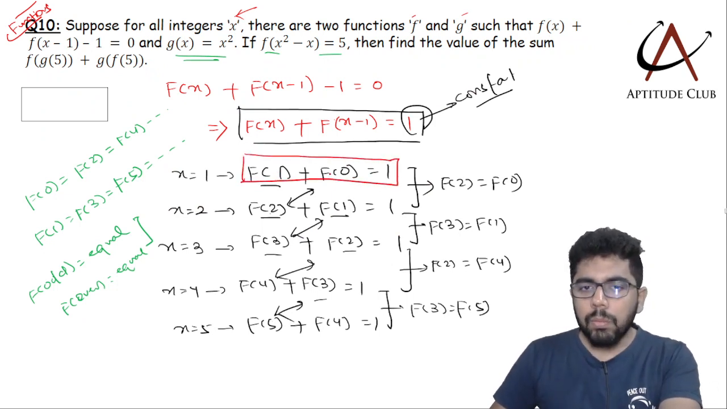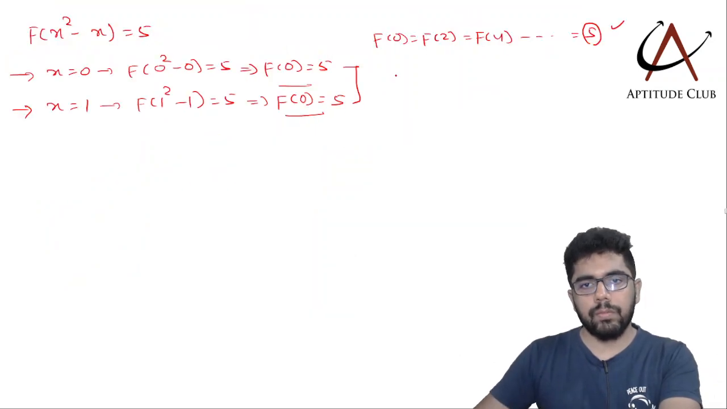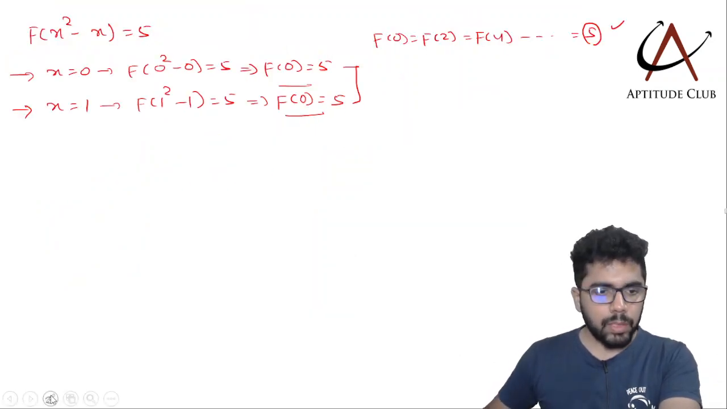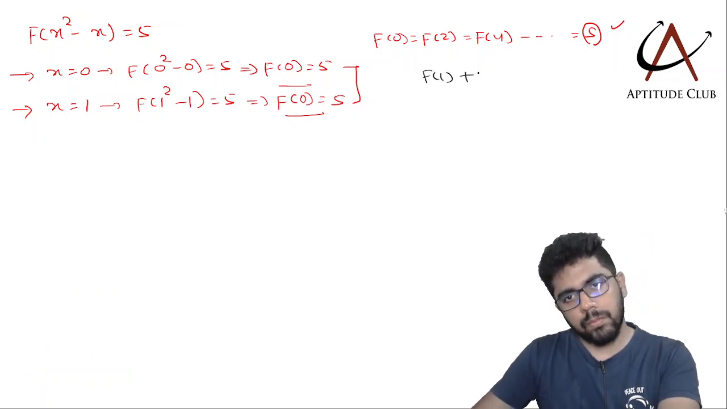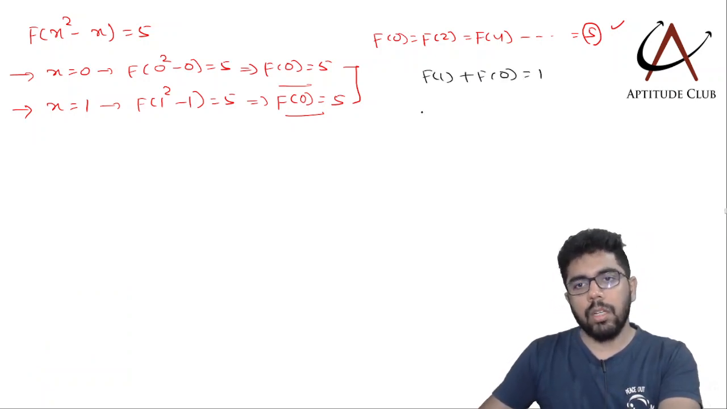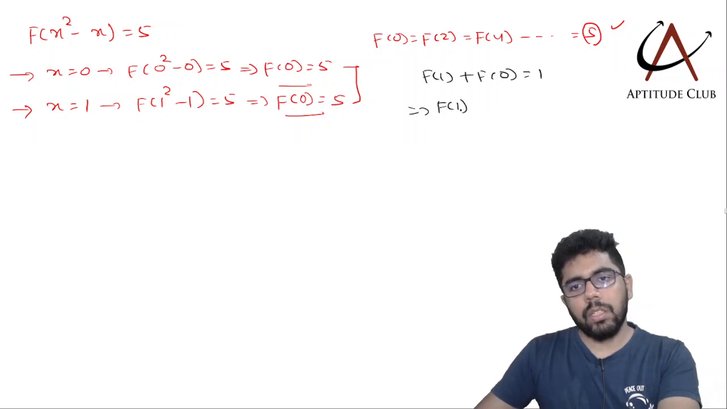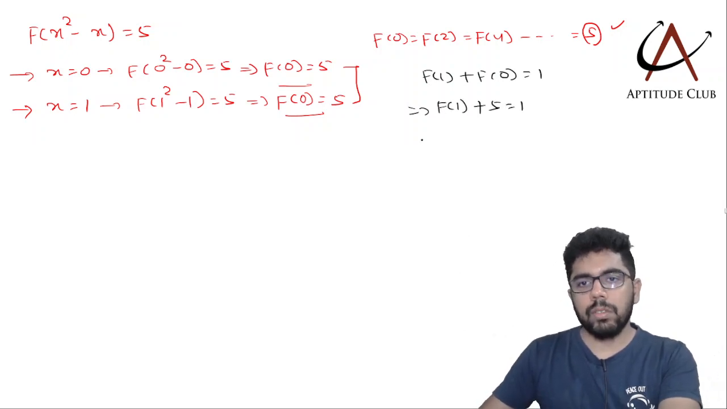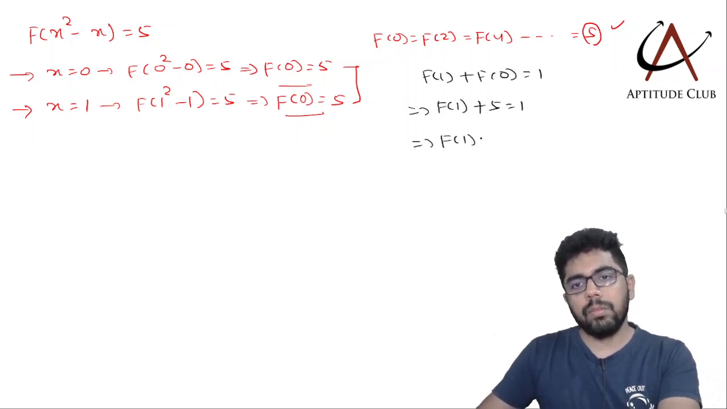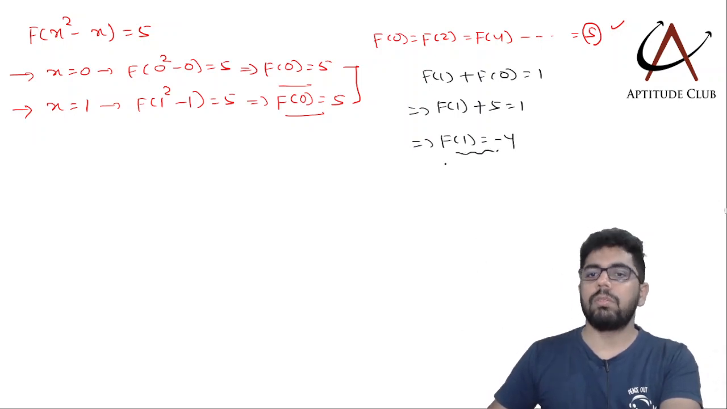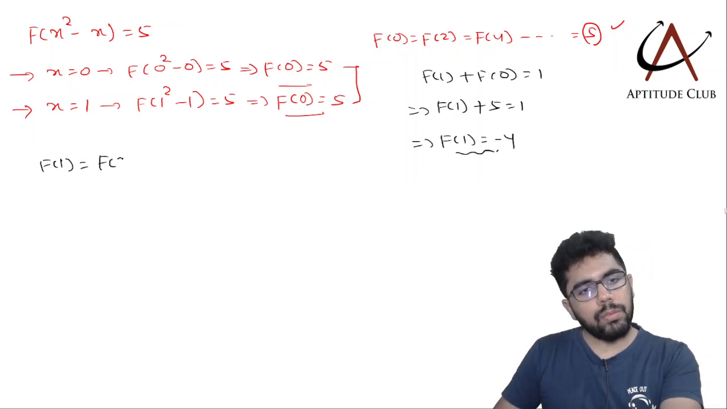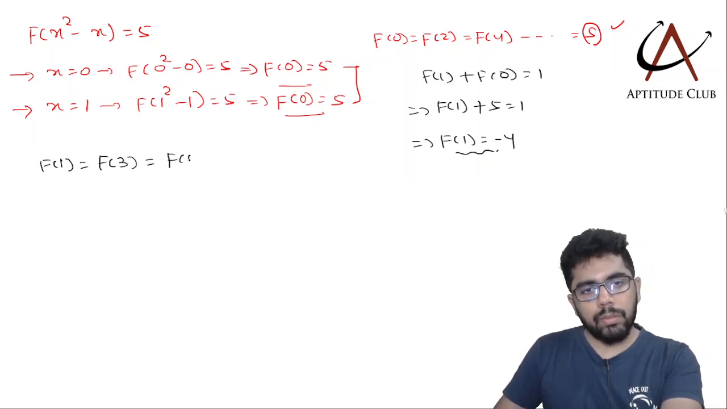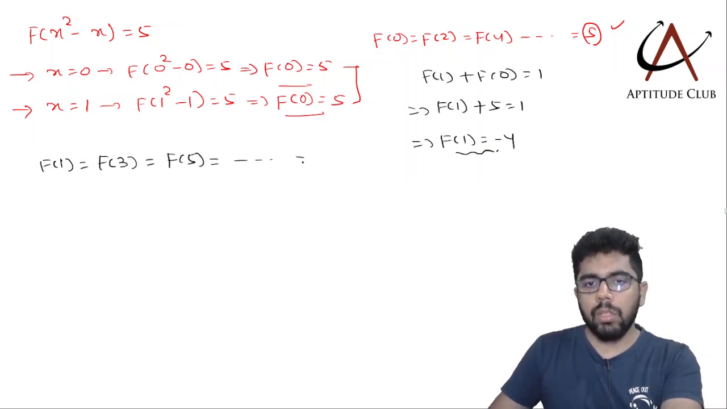I know f of 1 plus f of 0 is equal to 1. So f of 1, f of 0 I got as 5, is equal to 1. That means f of 1 is equal to minus 4. So f of 1 is equal to f of 3 is equal to f of 5. All odd values are minus 4.